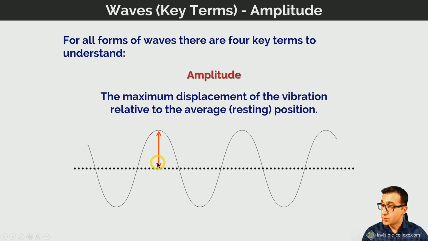So the amplitude is the maximum displacement of the vibration relative to the average or resting position of whatever it is that's vibrating, whether it's particles or something else. So the amplitude of this particular representation of a wave could be measured here, or it could also be measured here, because both of these are going to be the same value. They are both going to be the amplitude, the maximum displacement away from the resting or average position.